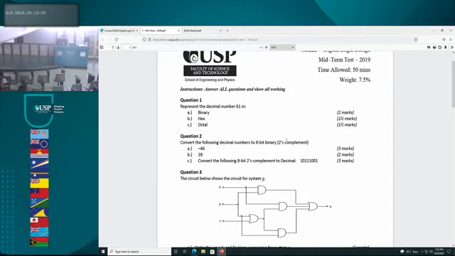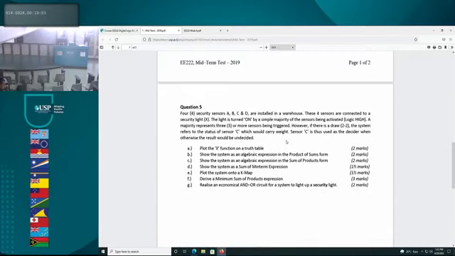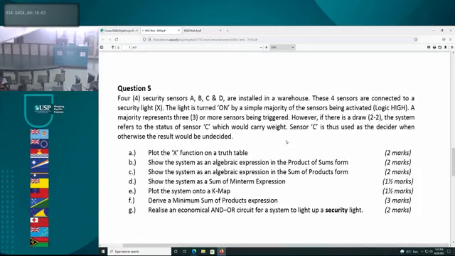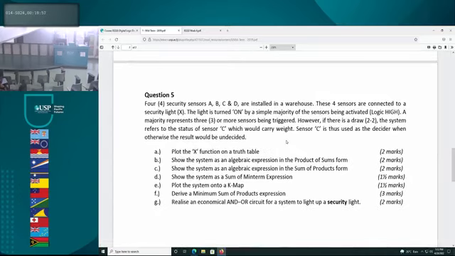All right. Okay, now, for your revision, I want you to have a look at question five. If I give you question five as a short test today, you should be able to do it. That is the nature of the problem which you will be seeing in your short test.